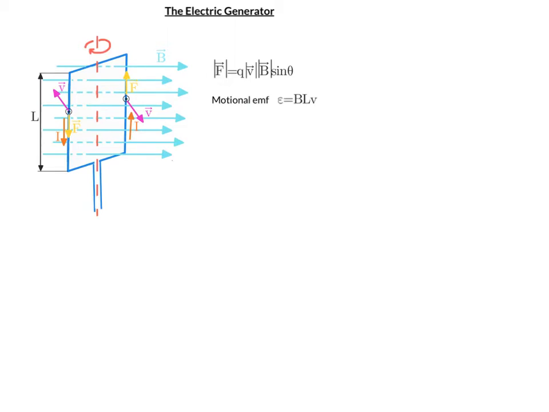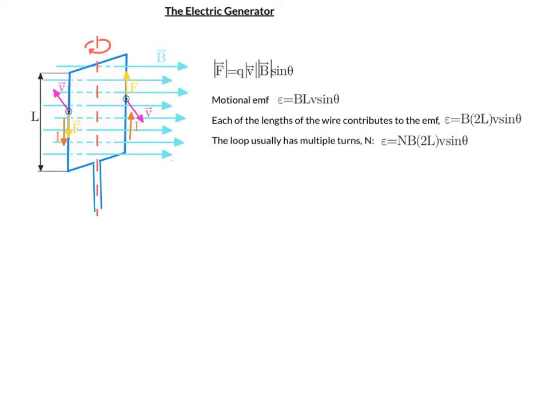Remember that whenever we have a loop moving in a magnetic field, we have to think about the motional EMF. The motional EMF is equal to the magnetic field times the length of the object that's moving times the velocity. Here we have a combination of two different lengths, this length and that length of the loop, that are moving in the magnetic field. So there's going to be a contribution to the EMF from both of these L's. So the EMF is B times 2L times V sine theta.